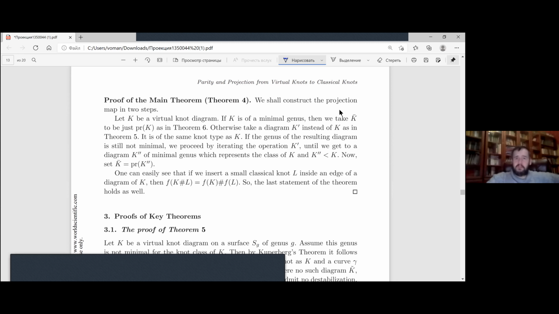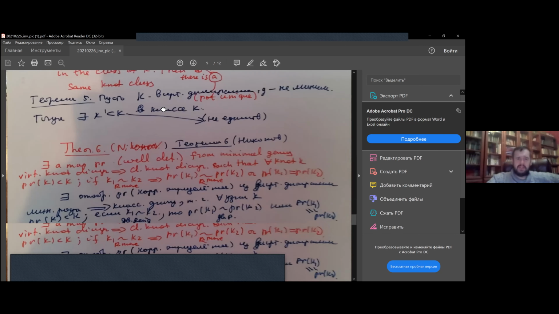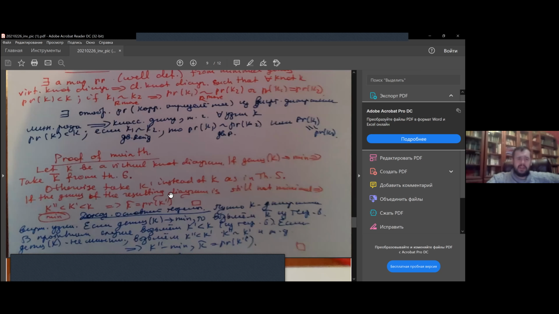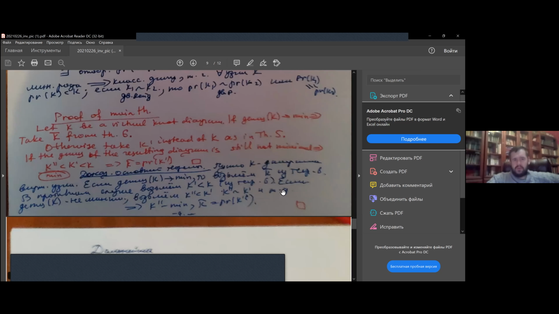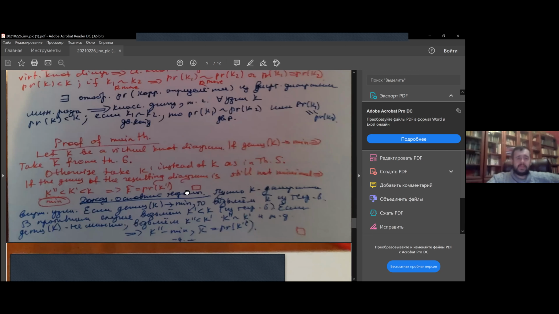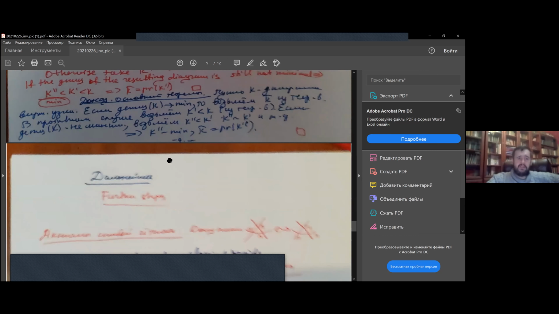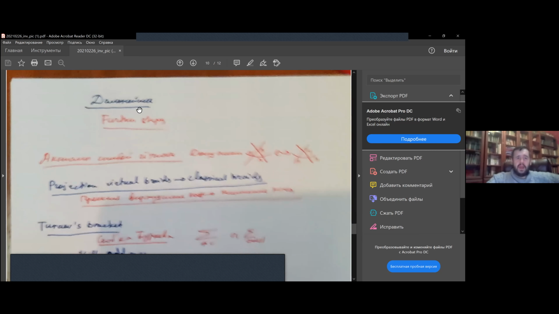Here I have finished with the proof of the main theorem, or with the sketch of the proof. Of course, I do not go into the detail. It's longish enough. So here are theorems 5 and 6 written on the slide. And so here is how we get it from. And now I want to formulate some further steps we can do with parity and some other things. The further steps are as follows.